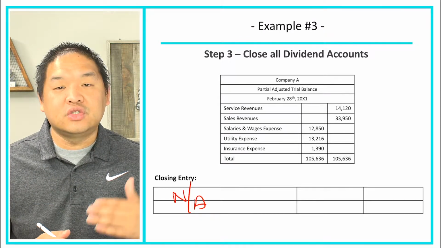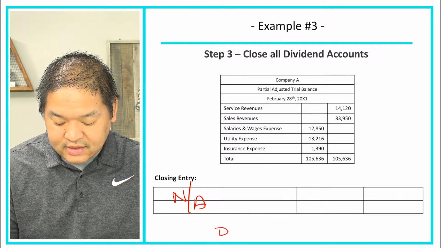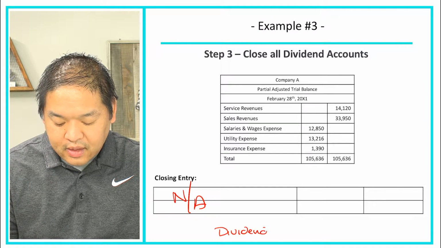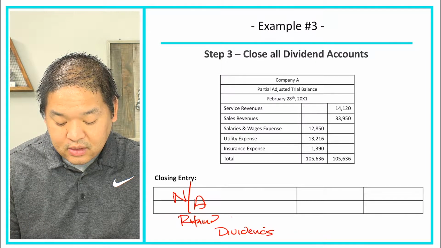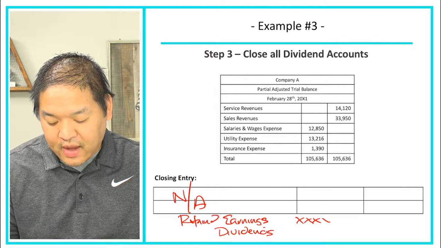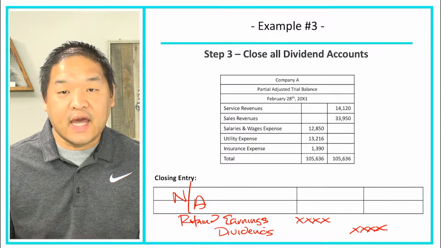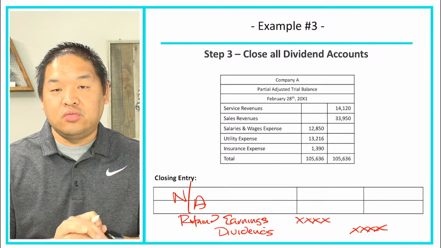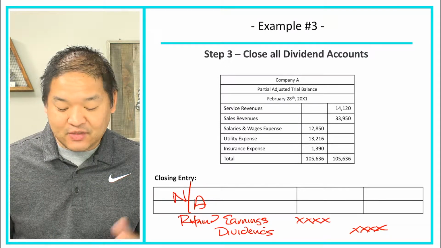Well, dividends are usually a debit balance. So in order to close them, we'll credit it. So we'll credit dividends and we'll debit retained earnings. So that's what that would be if we actually had dividends. But we don't have dividends, so we don't have an answer there. Okay, so step 3 is done.